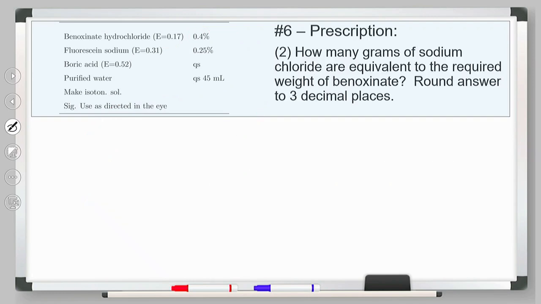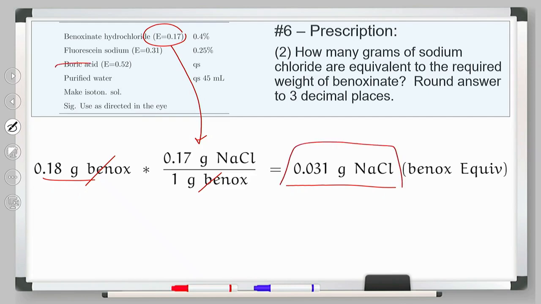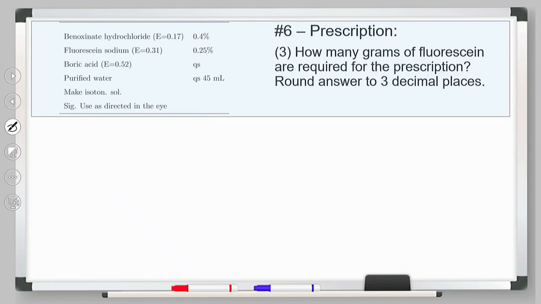So how do I figure that out? I take the grams of the binoxonate I need, I take its E value, and I set it up and multiply so that I can convert from the grams of drug to the grams of sodium chloride that drug is equivalent to. I found that I need to get 0.031 grams of sodium chloride equivalent from that amount of the binoxonate. Is everyone clear with that? That's what we just did in the previous question. Now we've got to remember this number, we'll come back to it, but now we've got to move into the fluorescein. So let's talk about the fluorescein.